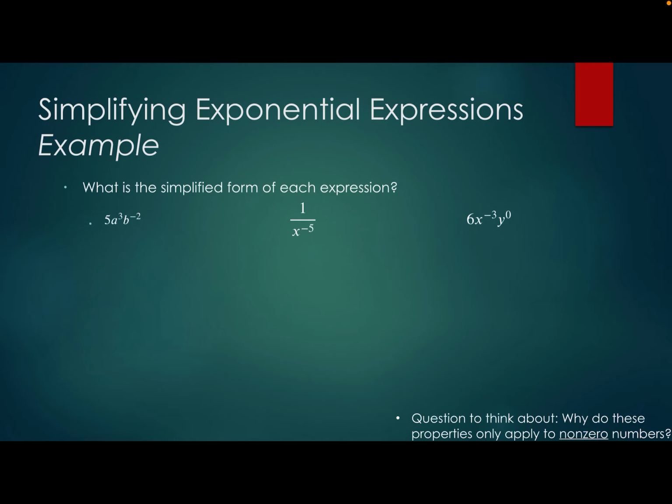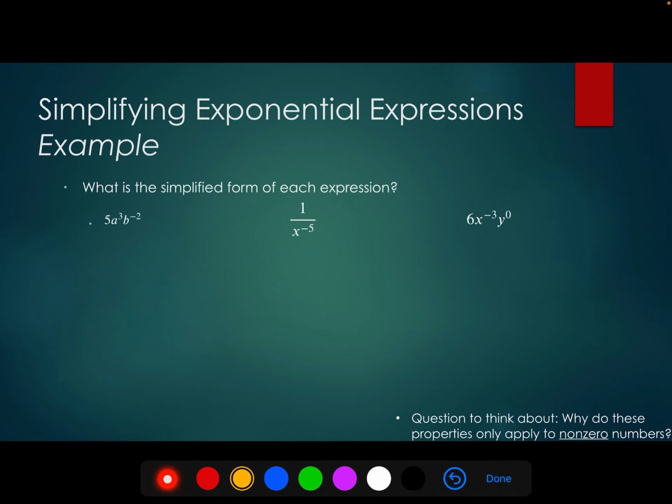All right, now let's take a look at a couple more examples. So now we want to simplify exponential expressions. The question asks, what is the simplified form of each of these expressions? So let's start with the first one right here. We have 5a to the third b to the negative second.